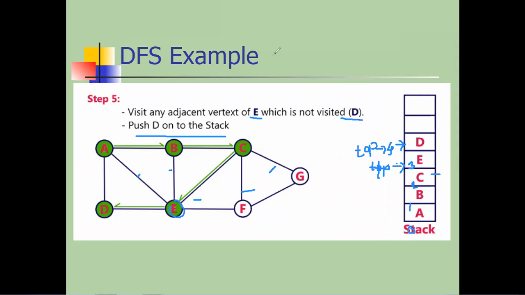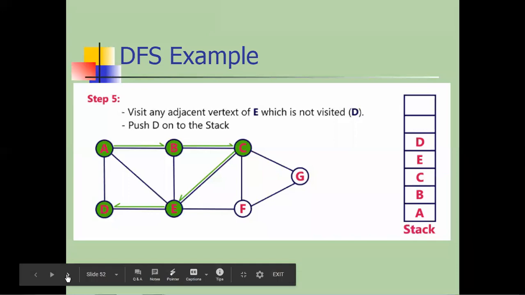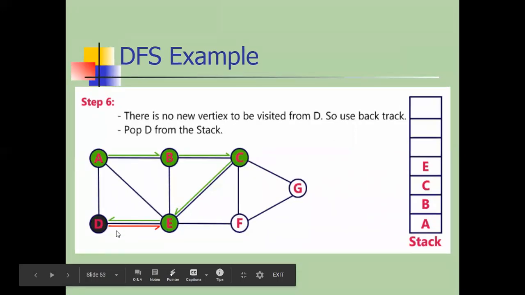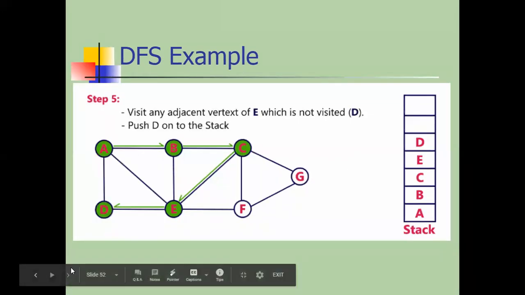Fine. Now the next remaining node will be, what are the adjacent of E? F and G. So now we'll see in the next point so that you can easily understand. Fine. So till now, just concentrate. In the previous step, where were we? We were at D. Okay, we have pushed D into the stack.